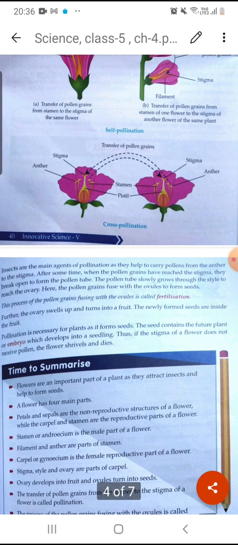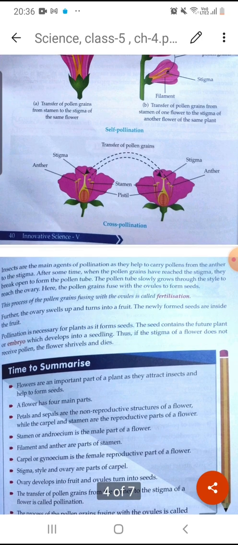So how will the pollen grains be transferred from the stigma to the ovary? It is through the pollen tube. Here the pollen grains fuse with the ovules to form the seeds. This process of the pollen grains fusing with the ovule is called fertilization.